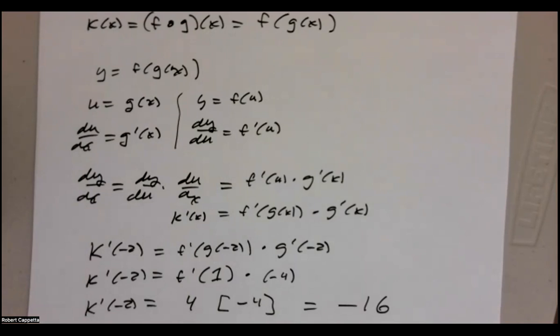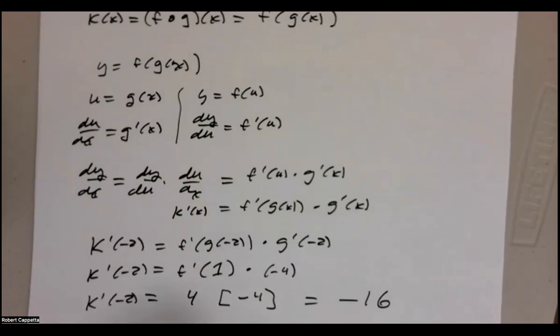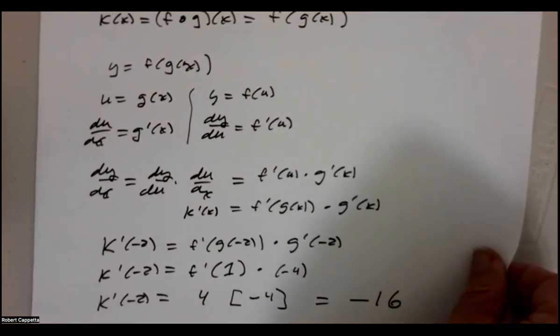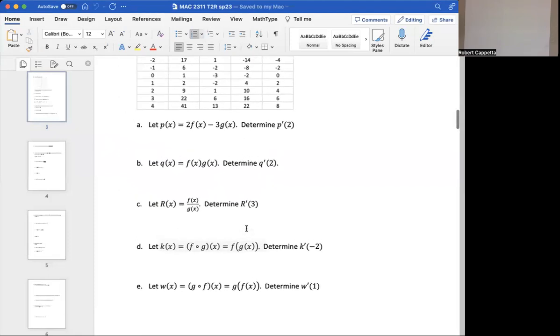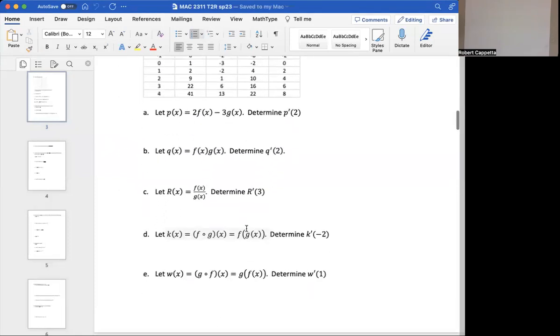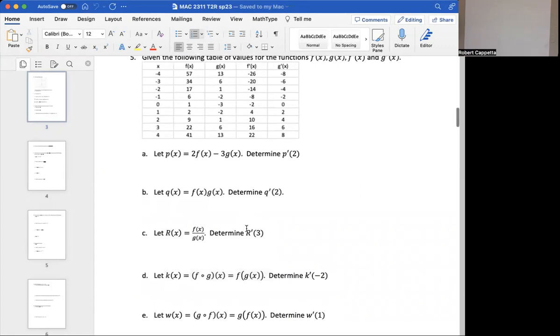And we've got one more in this table set of problems to do. So let's go ahead and do it. Put this to the side and see what else it wants us to do. One more composition of functions, though, with this time w of x is g of f of x. So let's think about that one. W of x is g circle f of x, which is g of f of x.